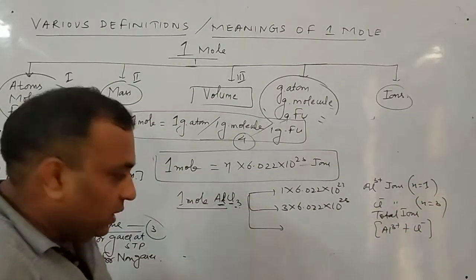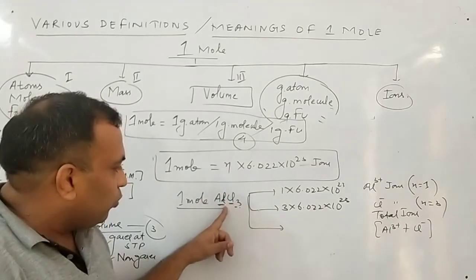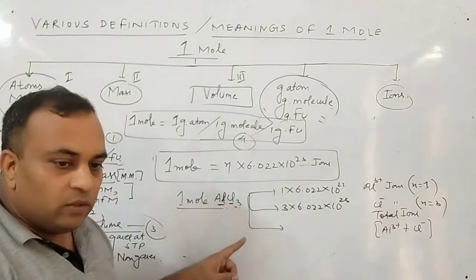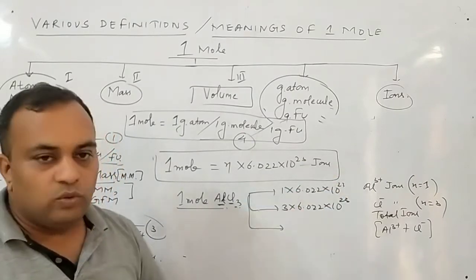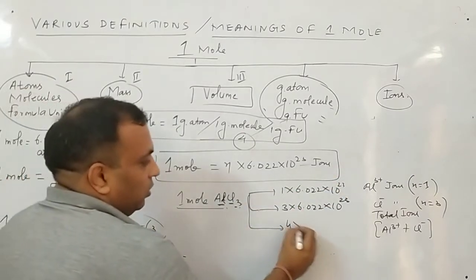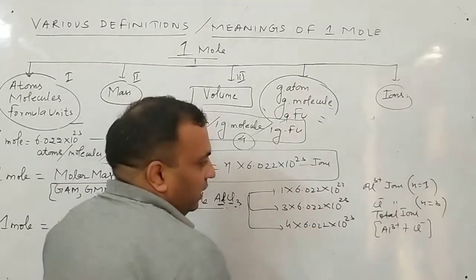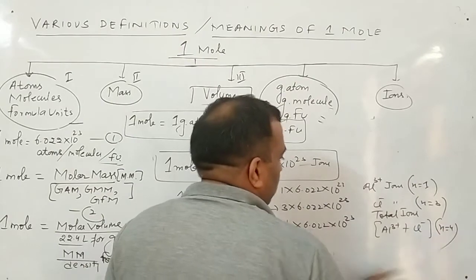So you understand? It is the number of ions that is present in a compound. Aluminium is 1, so 1 into Avogadro number. Chlorine is 3, so 3 into Avogadro number. Now the total number is 3 plus 1, 4 into 6.022 10 to the power 23. Here the n is 4.